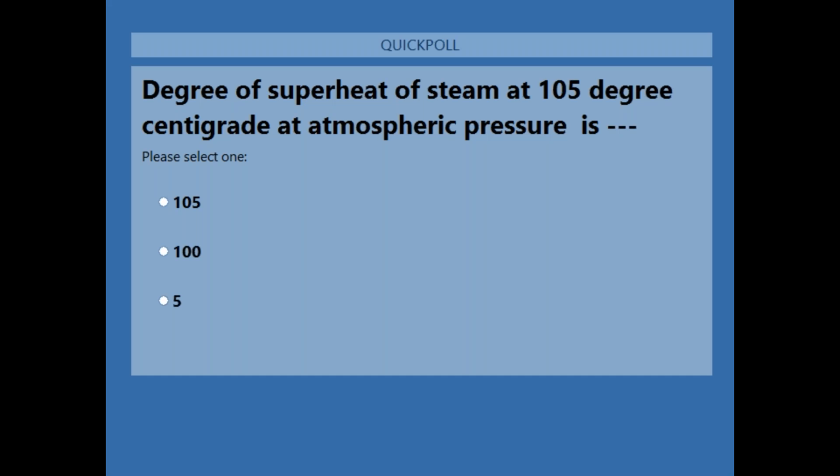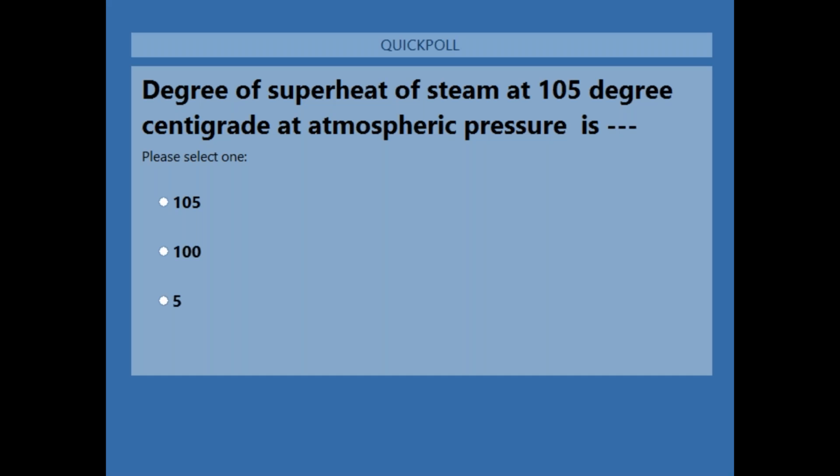So the correct answer for this is degree of superheat. If you remember our discussion from yesterday, I told you what superheated steam is: steam whose temperature is greater than the saturation temperature. Now, by how much temperature is the steam superheated? That is called the degree of superheat.